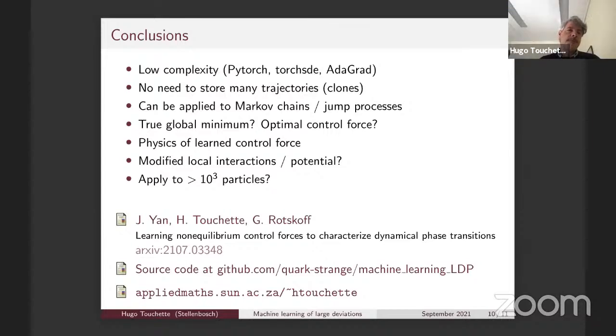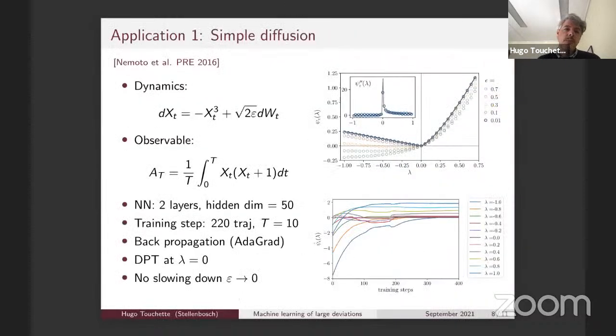Okay, so there's not that many comparisons, and it's something that we have to work on. So one point of comparison actually was this one, the first simple diffusion. So this system has been studied using cloning, so we can compare it. The advantage of the method we have is just that we're not simulating many clones. And again, as I mentioned, there's no slowing down with the noise parameter. So there seems to be some advantage here.